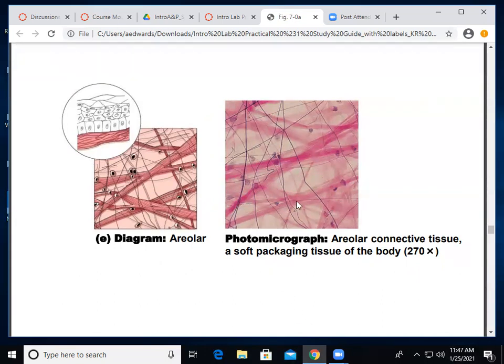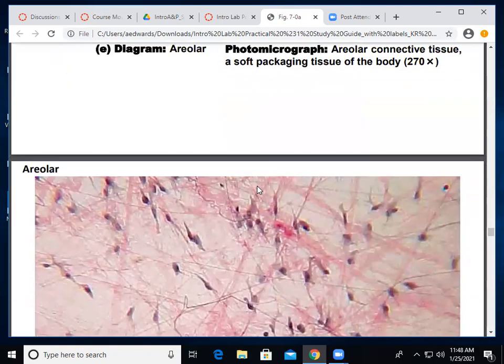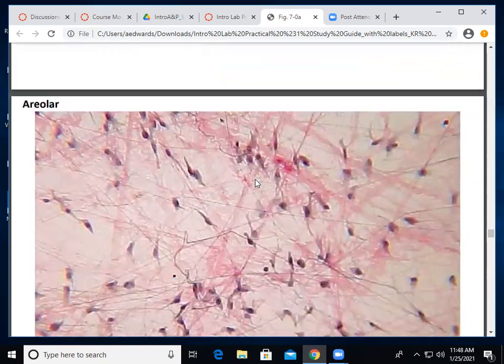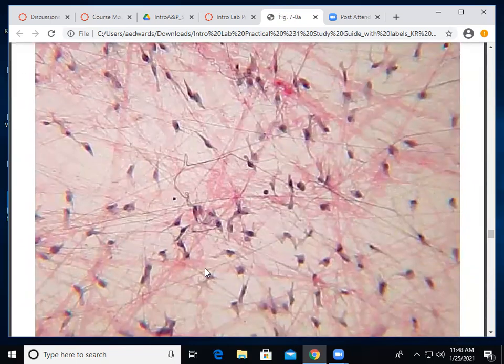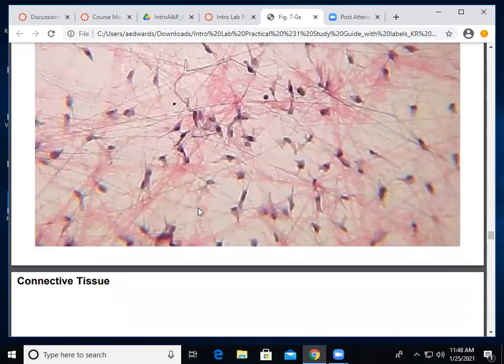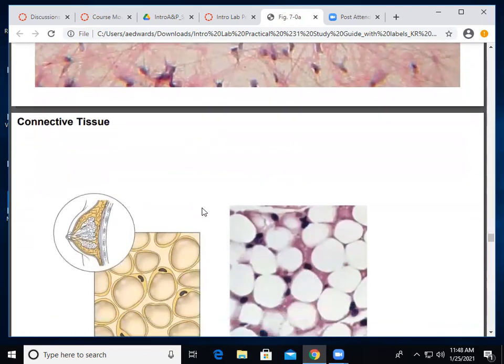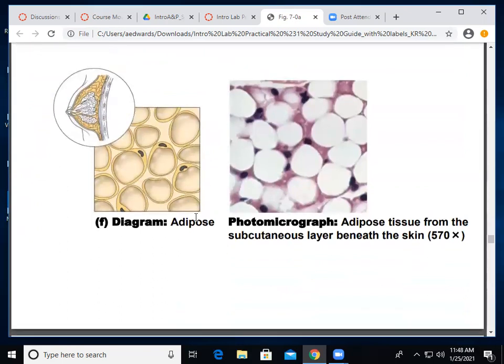So anytime you see this, and a lot of this is like collagen fibers and things like that we'll learn about later. But when you see this sort of meshwork structure, that's areolar connective tissue. All right, so here's another example. You still see this kind of network or meshwork, okay, which will look different from the other types of connective tissue we'll see.